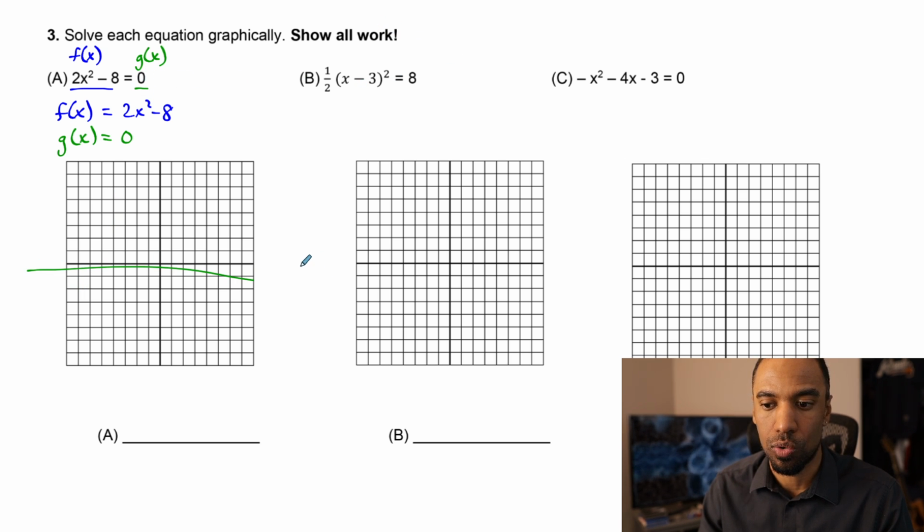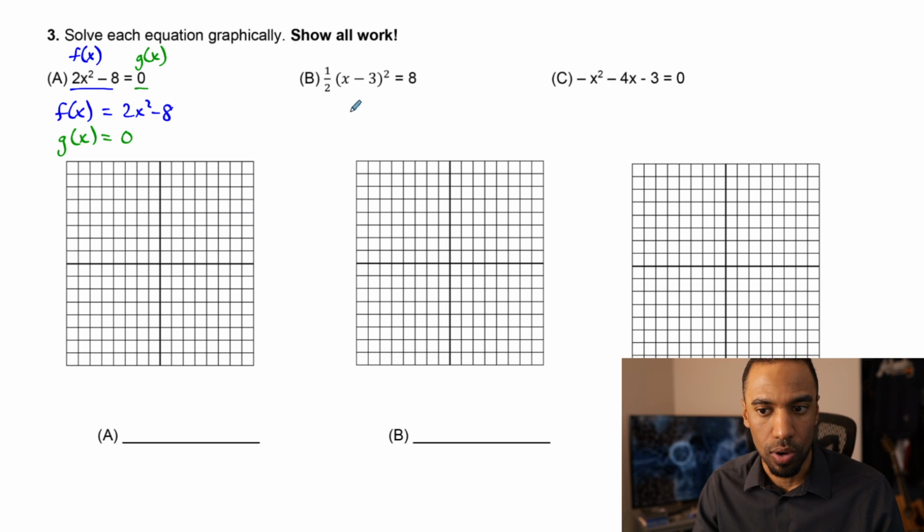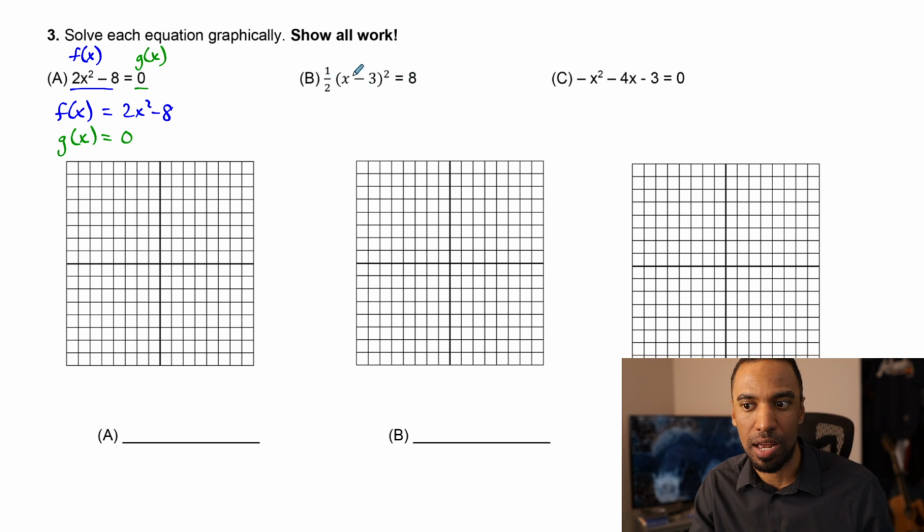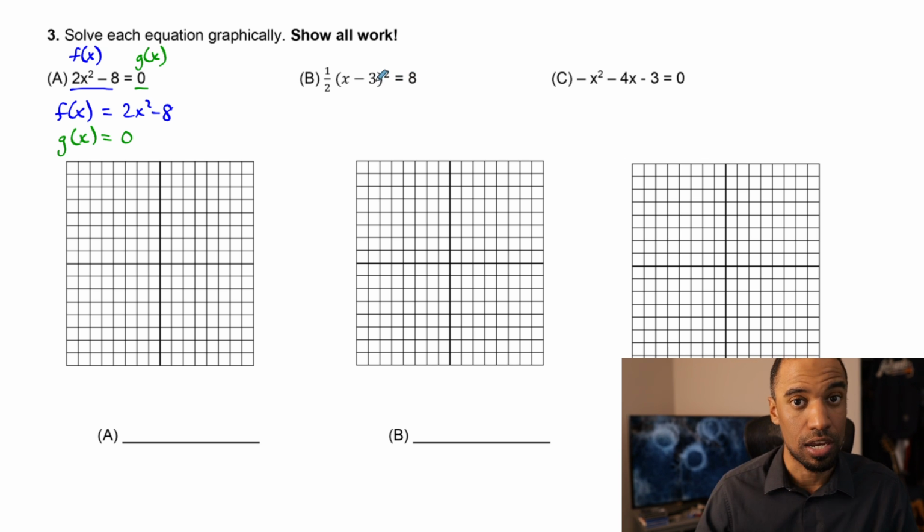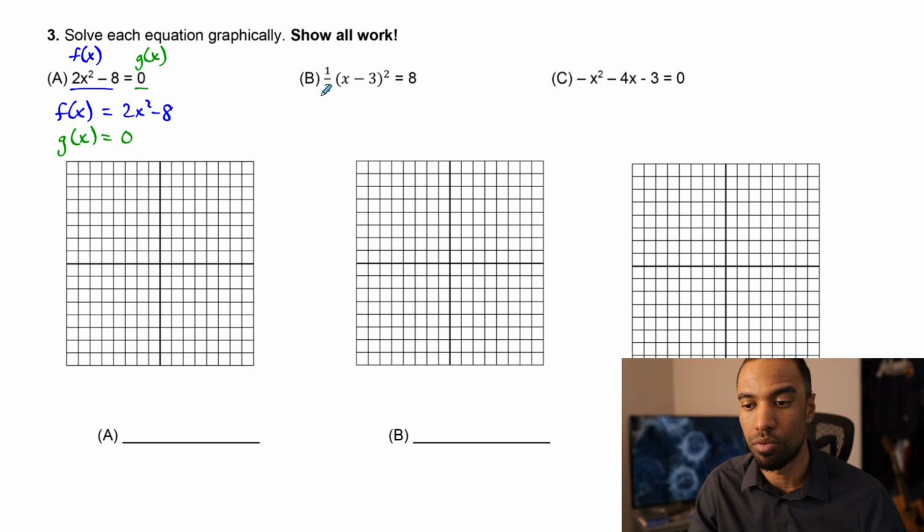Then you're just asking, where does it cross the x-axis? It depends on your graph. If your graph's really weird, maybe, maybe not. I'll show you both situations on part B, where I have it set equal to 8, and where I subtract the 8 over and set it equal to 0, and how you get the equivalent kind of graph.